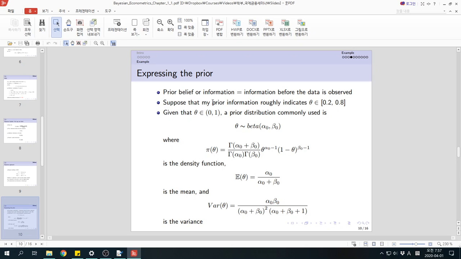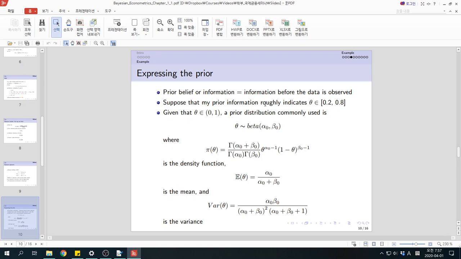Just for example, suppose your prior information is that roughly theta should be between 0.2 and 0.8. Your guess is theta is 0.5, but it could be 0.6, 0.7, or 0.8, or 0.2 or 0.3, like this. Right?